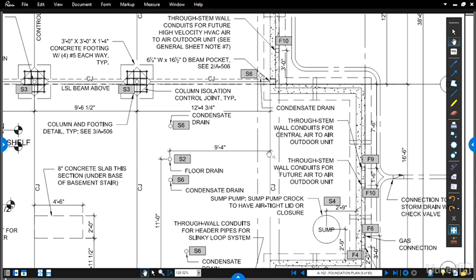this foundation wall. If I follow the dimension line the other direction and its extension line down to the floor drain, I can see that the dimension in this case is to the center line of that floor drain.